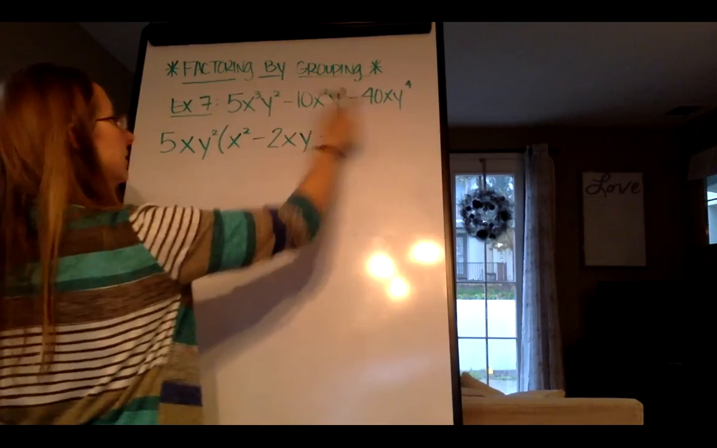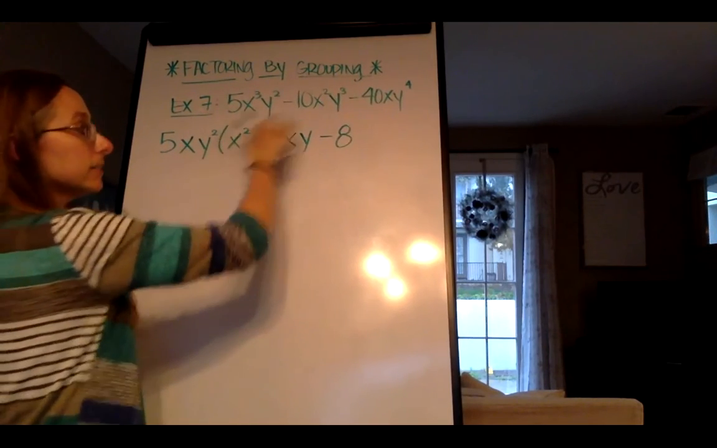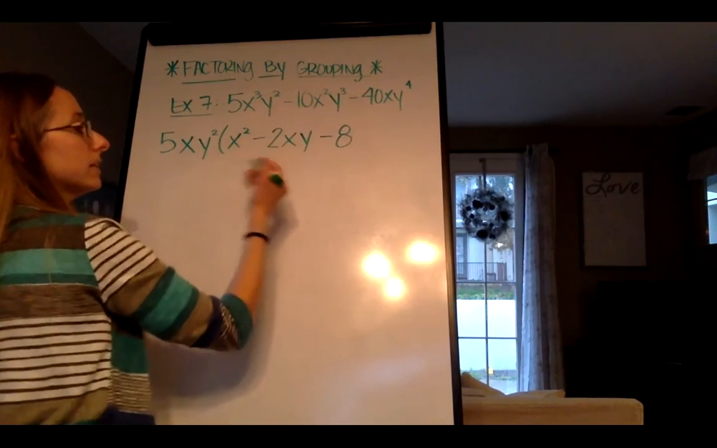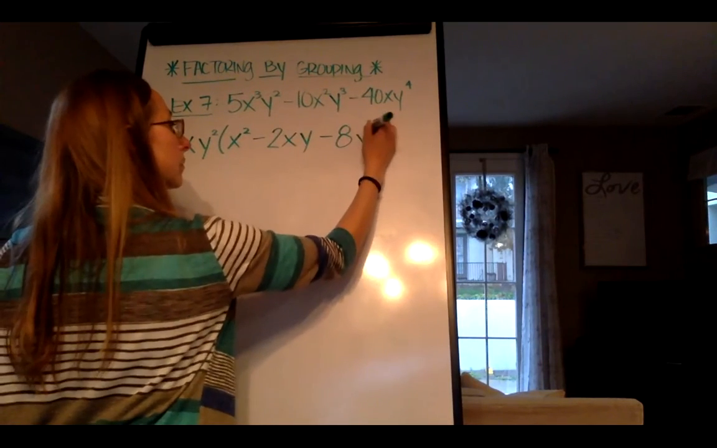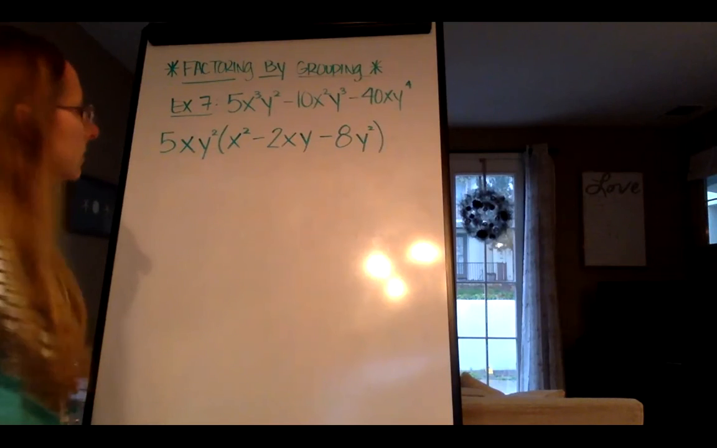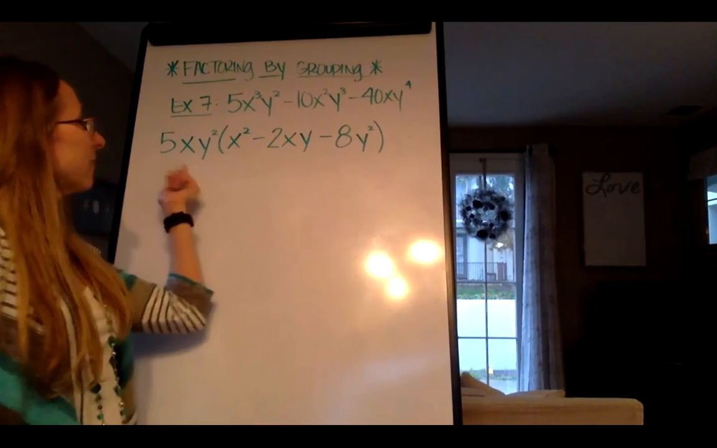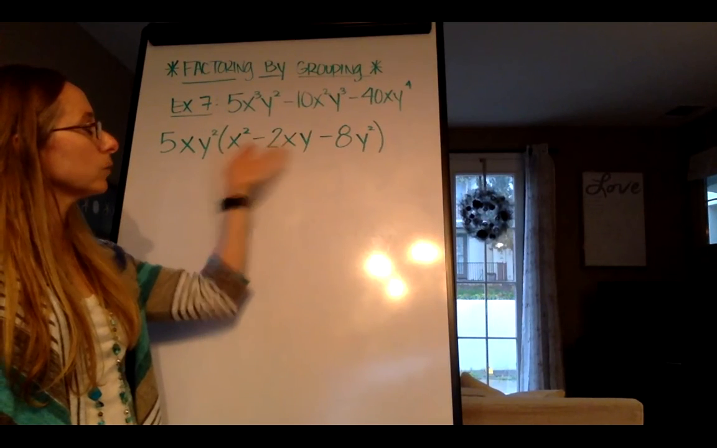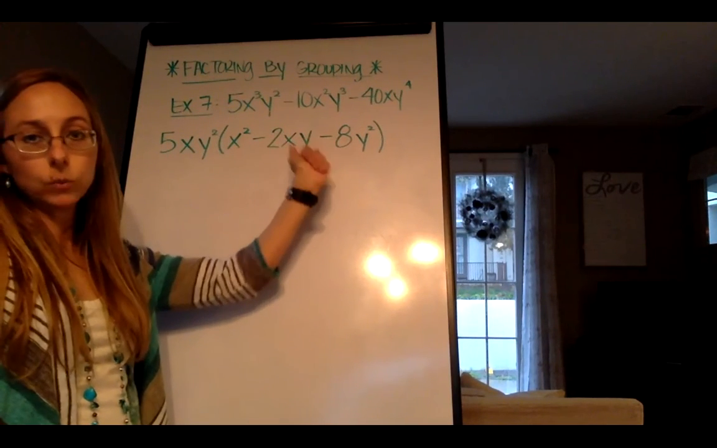We had an x. We factor out an x. No more x's. 1 minus 1 is 0. Y to the fourth, y squared, 4 minus 2 is 2. Okay, much better. So we have 5xy squared times x squared minus 2xy minus 8y squared.